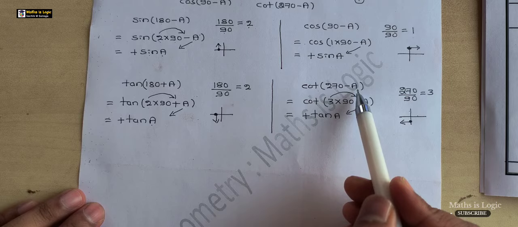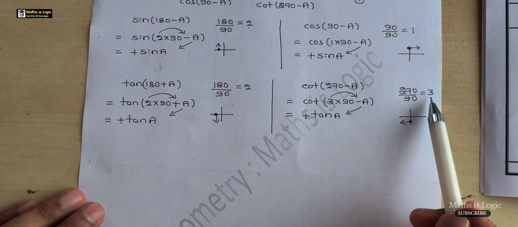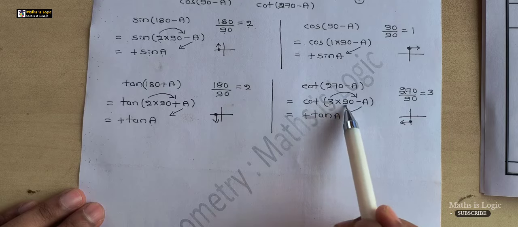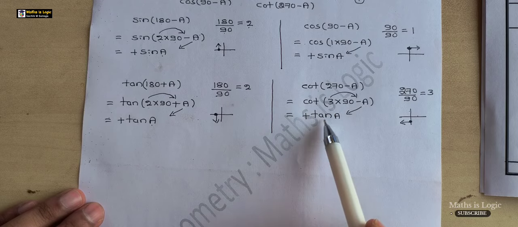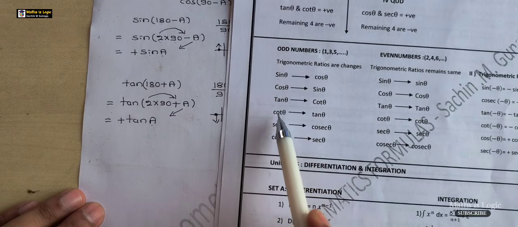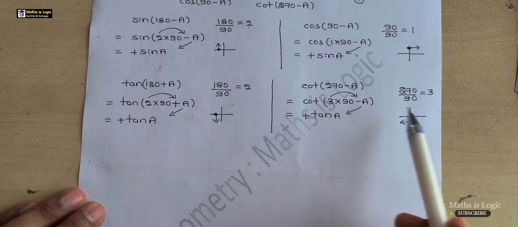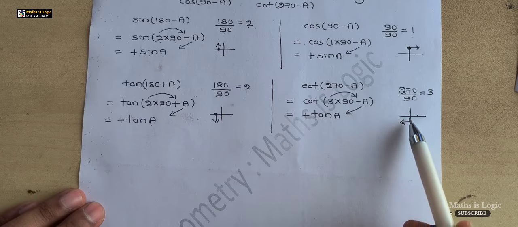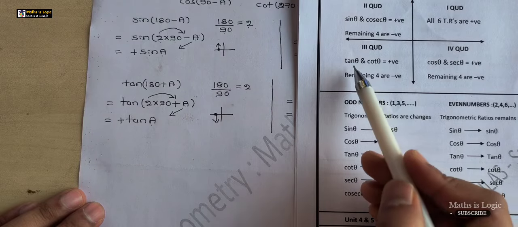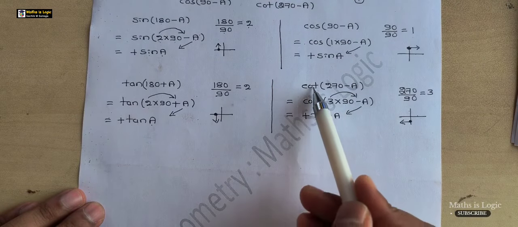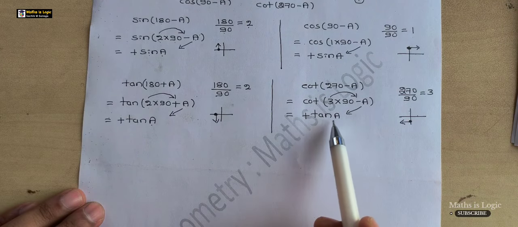Next, cot 270 minus a. 270 divided by 90, we will get 3. So 270, how to write? 3 into 90 is 270 minus a, keep it as it is. Because of odd number, cot changes to tan. Correct? Because of odd number, cot changes to tan. Therefore tan a. Then rotate 3 minus 0, 1, 2, 3. Minus means previous quadrant. Previous means this is the third quadrant. Therefore in the third quadrant tan and cot are positive. Therefore cot is positive in the third quadrant. So cot 270 minus a, final answer is tan a.